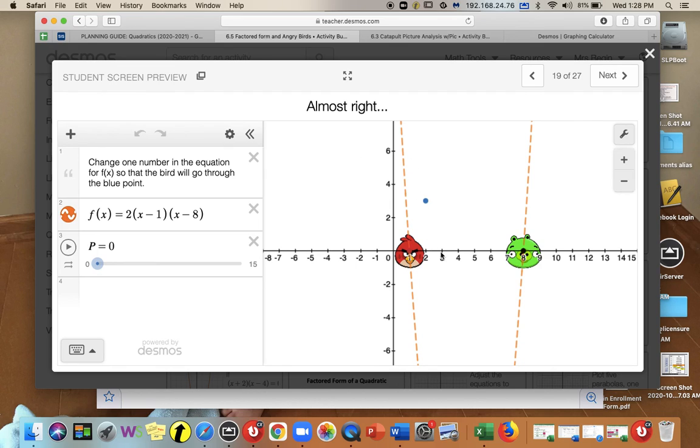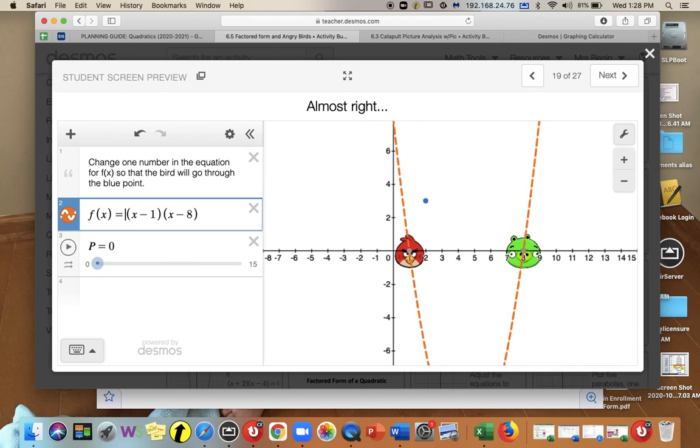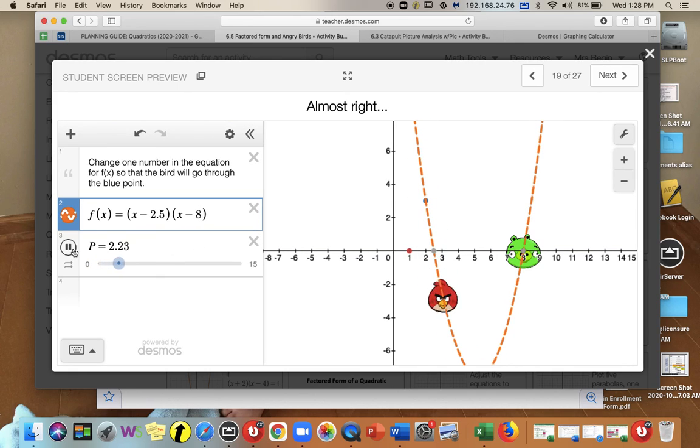Okay, the zeros are at 1 and 8, so I'm going to play with this number. I want to make it skinnier, so I'll try 3. Nope. Or do I want to move it in? Maybe I want to adjust the zero. I'm going to put negative 2 here. Ooh, that's closer. Can I adjust that? Let's see. Do like 2.5. Okay, what happens if I hit play here? Oh, then I do hit it.